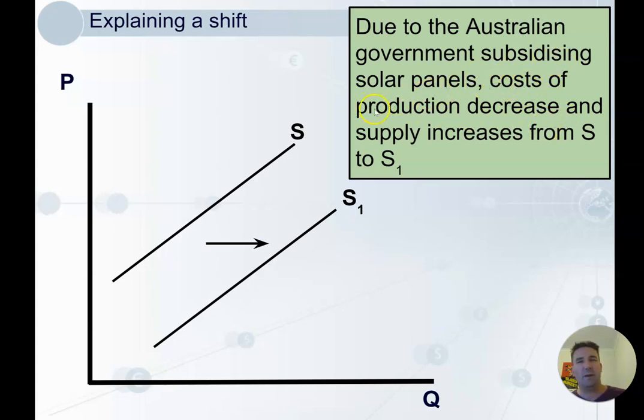It's really important that we refer to cost of production. Examiners love to see it. So where we can, we refer to cost of production when shifting supply. Cost of production decrease and supply increases from S to S1. And we are referring to the diagram, which is crucial. That's just good communication. Okay, that's all we've got for this one. So I'll see you in class.